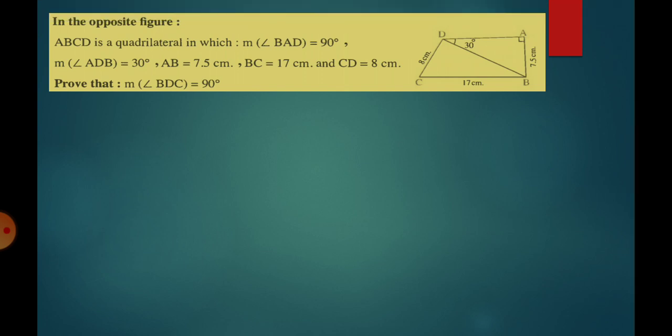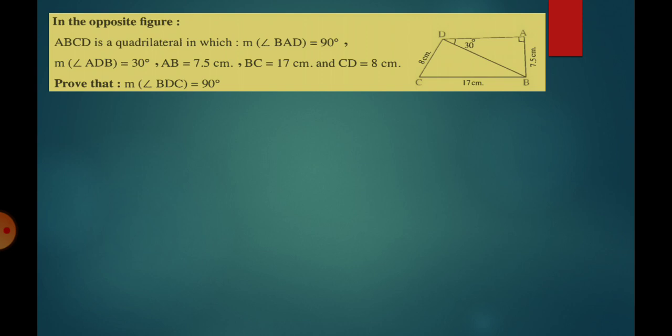In the opposite figure, ABC is a quadrilateral. Measure of angle BAD equals 90 degrees. Measure of angle ADB equals 30 degrees. AB equals 7.5 and BC equals 17 and CD equals 8. Prove that measure of angle BDC equals 90 degrees.